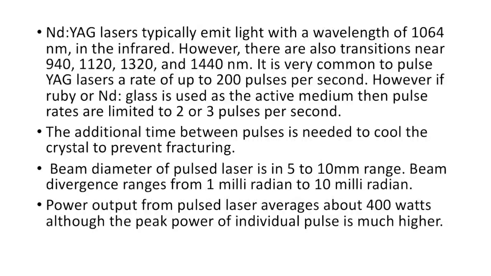However, if ruby or Nd glass is used as the active medium, then pulse rates are limited to 2 to 3 pulses per second. The additional time between pulses is needed to cool the crystal to prevent fracturing. The beam diameter of a pulsed laser is in the 5 to 10 millimeter range. Beam divergence ranges from 1 milliradian to 10 milliradians. Power output from a pulsed laser averages 400 watts, although the peak power of individual pulses is much higher.